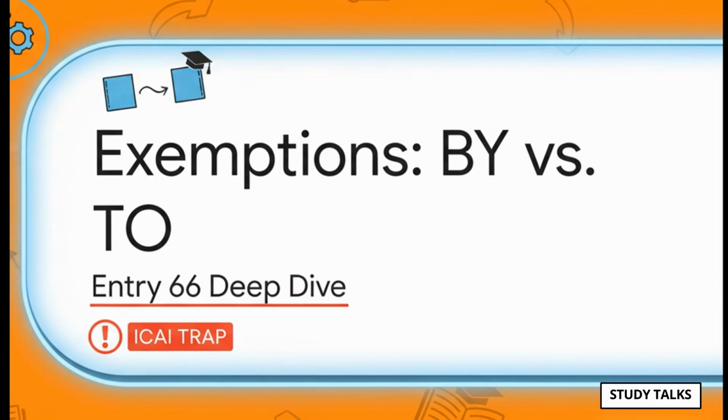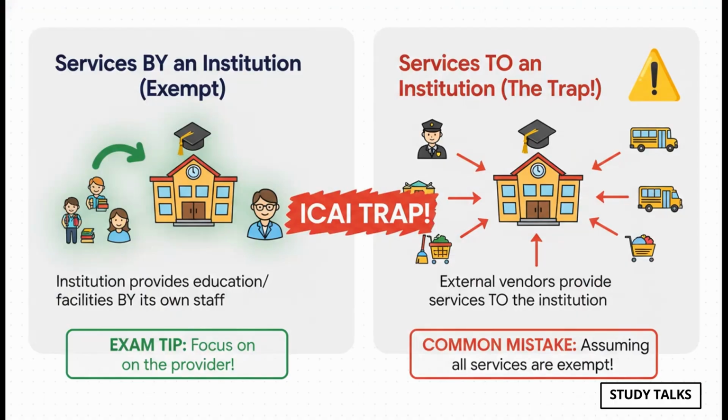The real heart of the exam trap is buried in entry 66 of the exemption notification, and it makes this huge distinction between services an institution provides versus the services it receives. Now, services provided by an educational institution to its own students, faculty, and staff, that's generally exempt. Think about things like tuition fees. That's pretty straightforward, right? The real danger zone, the part where the ICAI sets its traps, is in the services provided to the institution from outside vendors. This is where it gets really tricky.